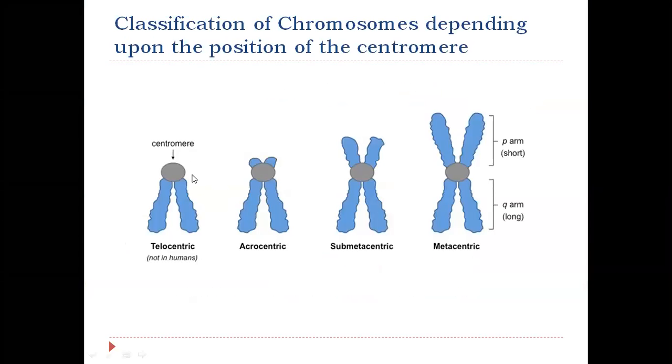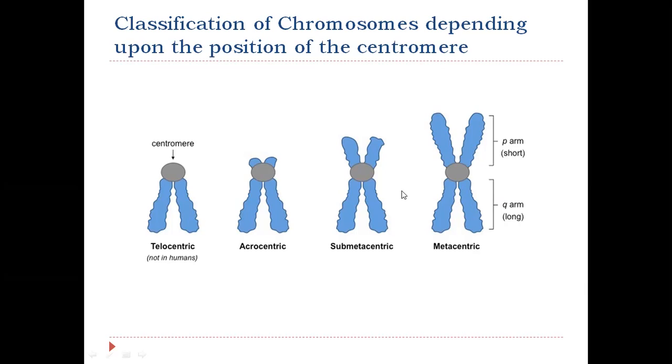The centromere of the chromosome is the part that the chromosome has between the arms. And according to this, we can classify chromosomes into different types: telocentric, acrocentric, submetacentric, and metacentric. The metacentric chromosomes have the centromere near or at the midpoint. So both arms are equal, short and long arm.